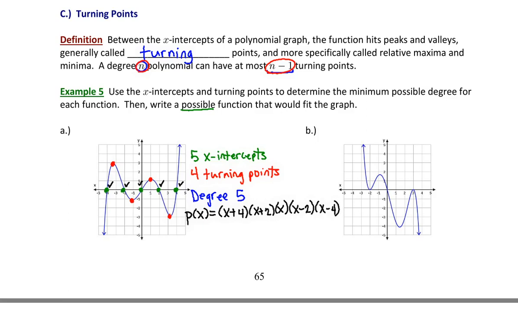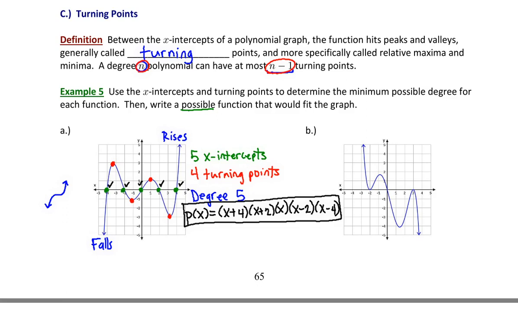The last thing that I want to observe is that the left end falls and the right side rises. So this matches the same pattern as our basic cubic power function with a positive leading coefficient. So we know this polynomial also has a positive leading coefficient. Now, I'm not going to take the time to multiply that out, but if you did, you would find out it is a degree 5 polynomial. Let's look at the next example.